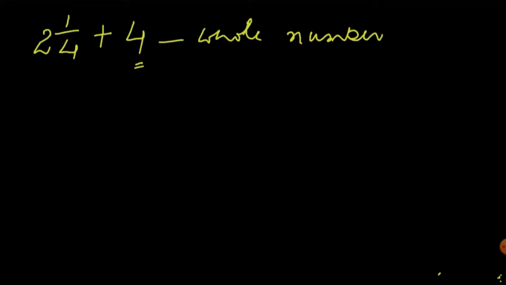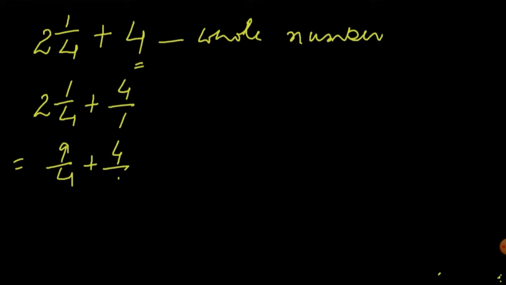Students are asking how to add it. Whenever any whole number is there, you can convert this into an improper fraction. So 4 by 1 is an improper fraction. Now convert the mixed number into an improper fraction: 4 2s are 8, 1, so 9 by 4 plus 4 by 1.